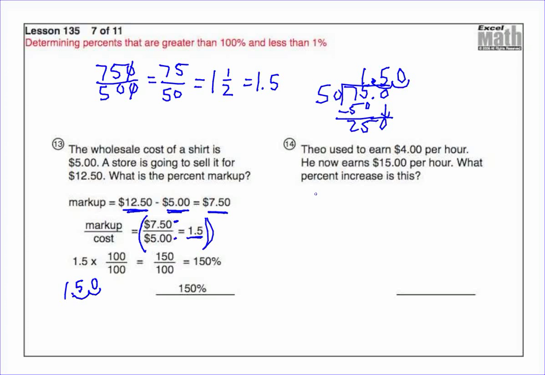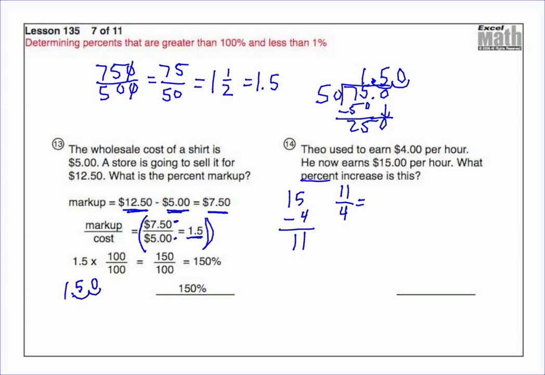Number 14, go ahead and pause the video and then do that one on your own to figure out the percent increase. Theo, hey, we got Theo on here. Used to earn $4 per hour. He now earns $15 per hour. What percent increase is this? Well, let's find out what the increase is that he went up. He started at 4, he went up to 15. That's quite an increase. So he went up 11, and he was originally 4.